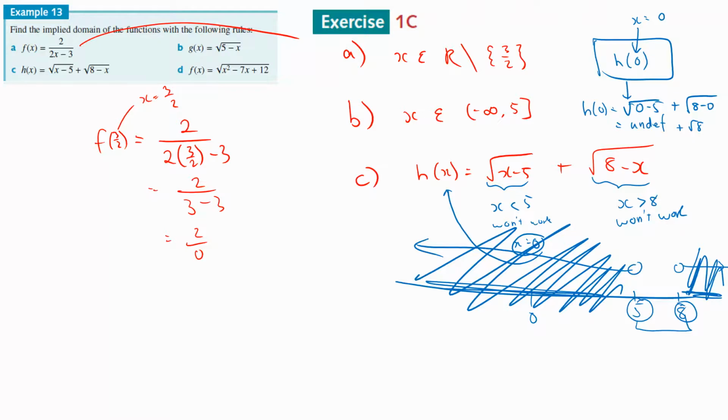This is called a sum of functions, and that's what you're going to be doing in exercise 1D. You're trying to look at them. You don't need to know what the graph looks like for this one. You're just analyzing what's possible and what's not.